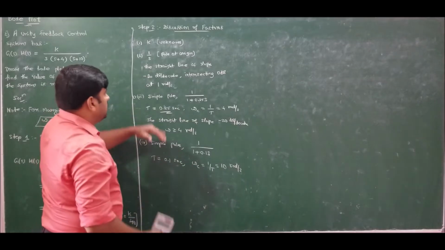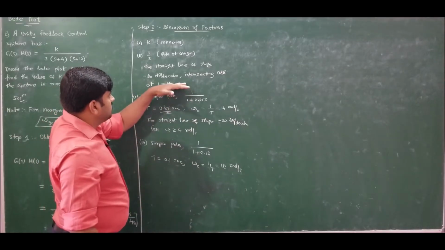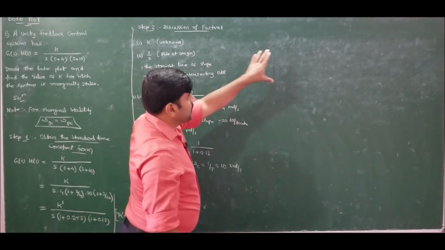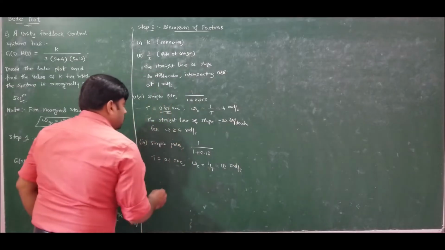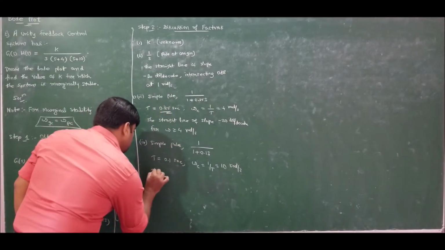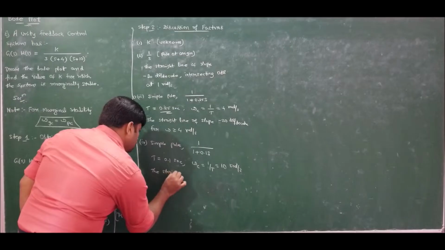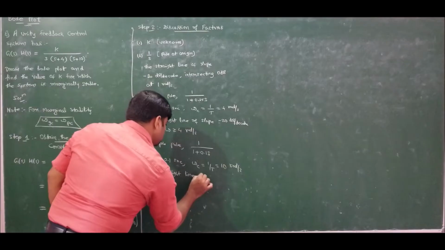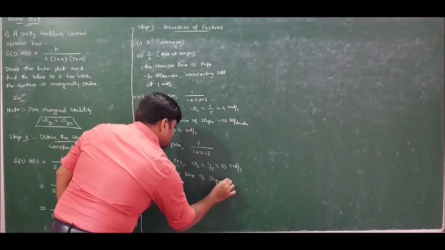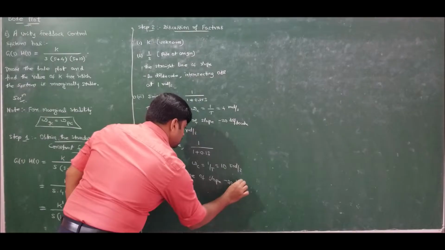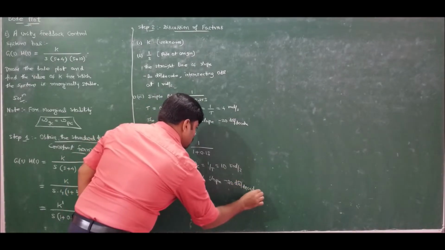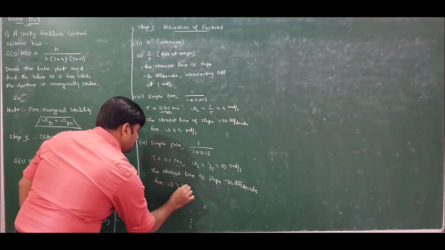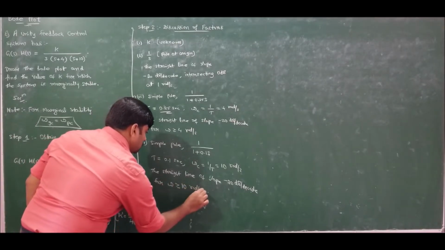If you observe, the corner frequencies are in increasing order. This is corner frequency 0, 4, 10. They are in increasing order. Directly I can put it to the table as it is. Now what about this? This is also a straight line, and what is its contribution? Minus 20 dB. The straight line of slope minus 20 decibels per decade for frequency greater than or equal to 10 radians per second.